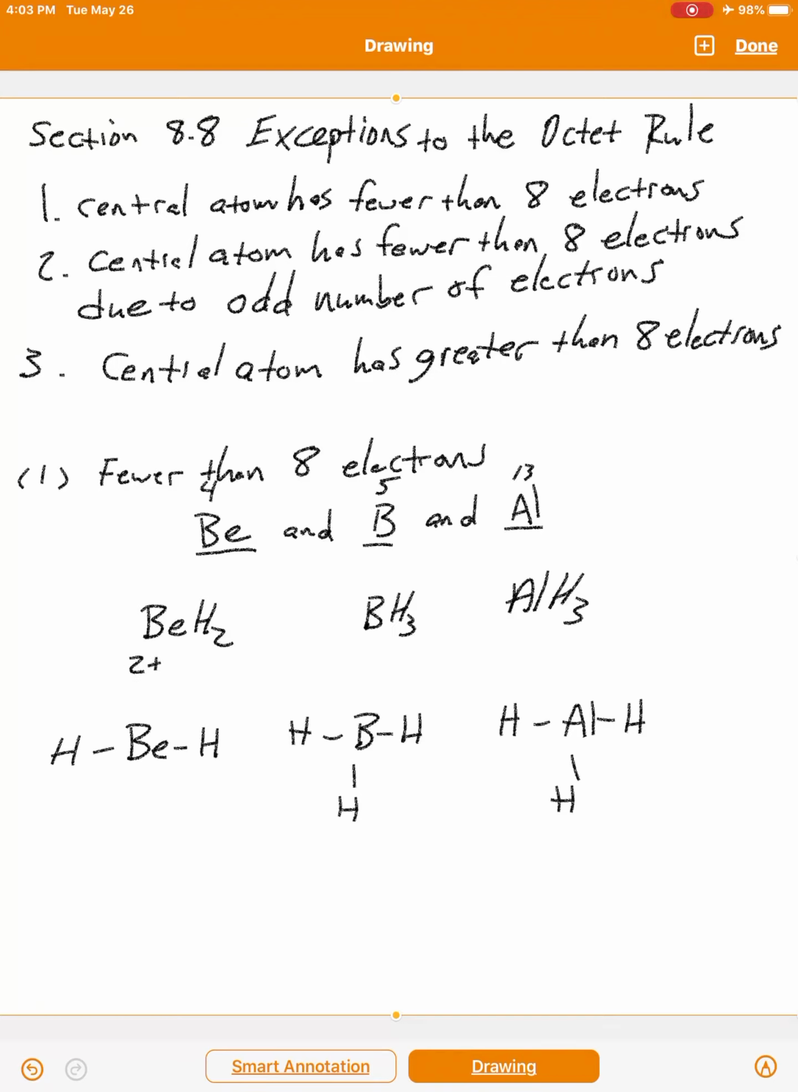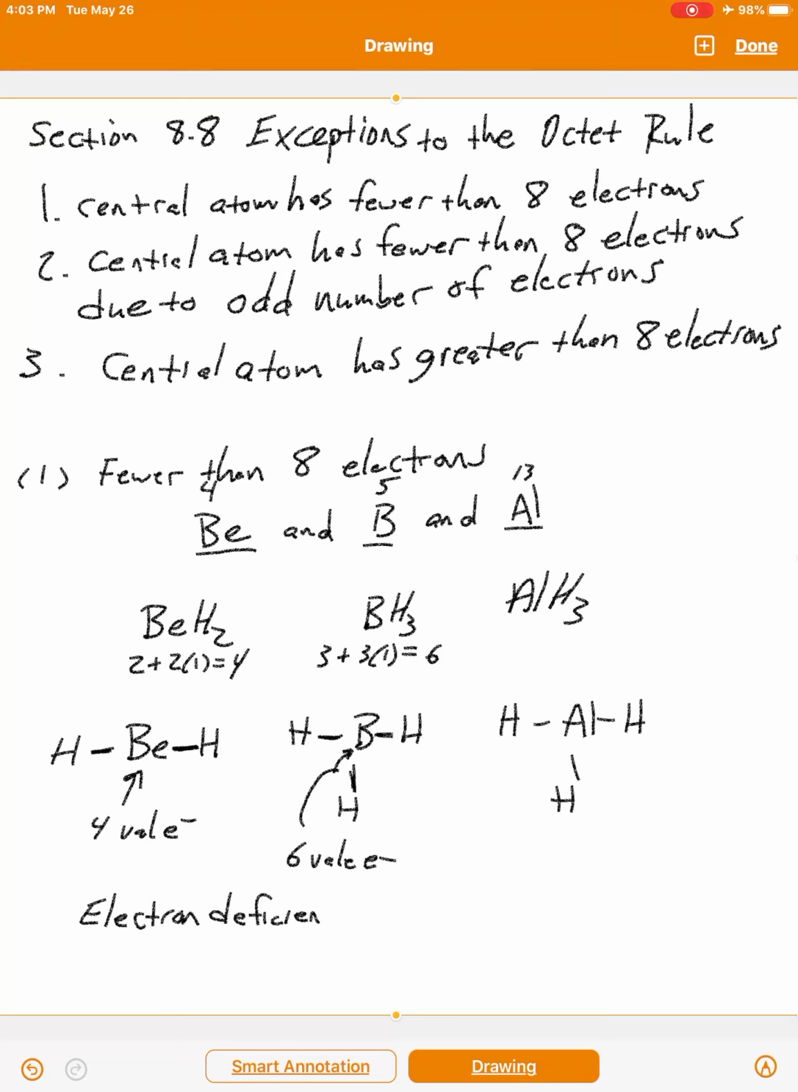For the case of boron, BH3, boron is in column 3A, so it has 3 valence electrons. Each hydrogen has 1, so that's only 6 electrons. Well, we've already accounted for all 6. 6 valence electrons around the boron, right? Let me draw it right there. So that's what we would call electron deficient structures. The central atom has fewer than 8 electrons.